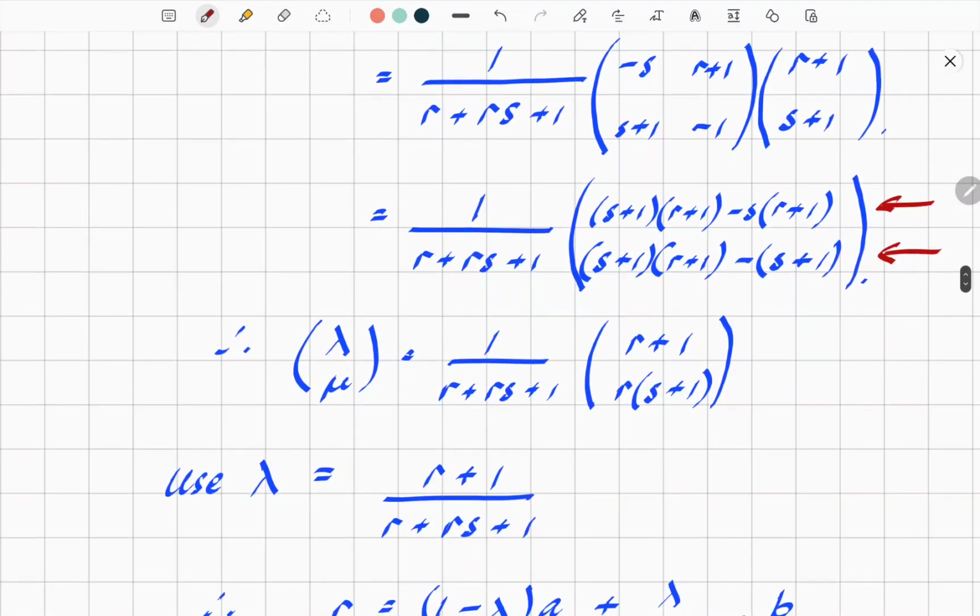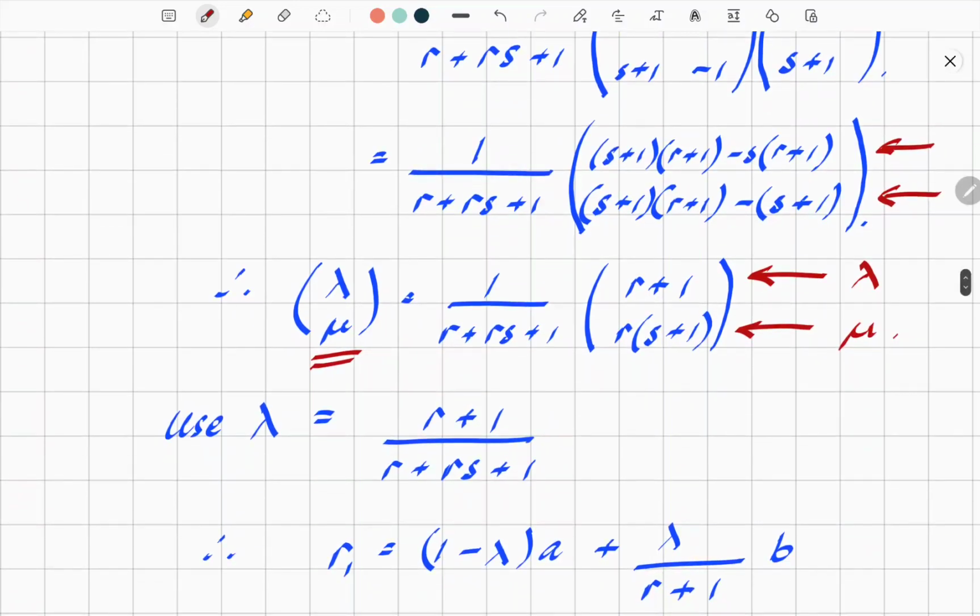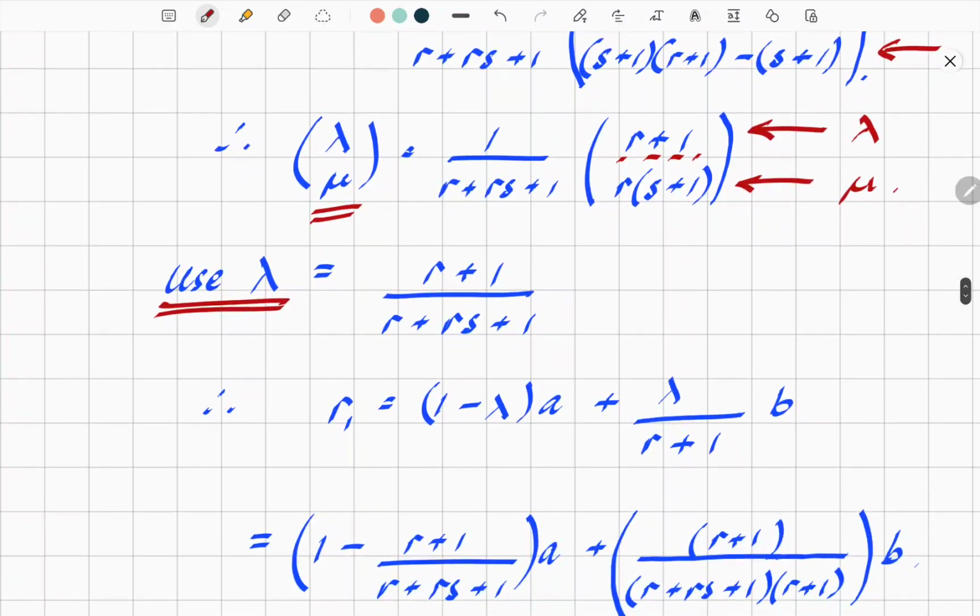Okay, so after all of that, we get a solution for lambda and mu, all right. So lambda equals the top row of that, and the bottom row is mu, all right. So what I'm going to do is use the lambda value from this matrix. So lambda equals, as you can see, r plus 1 over r plus rs plus 1, all right. So remember again the original equation that I had for r1, all right. I'm going to just substitute for lambda in both those cases, all right.